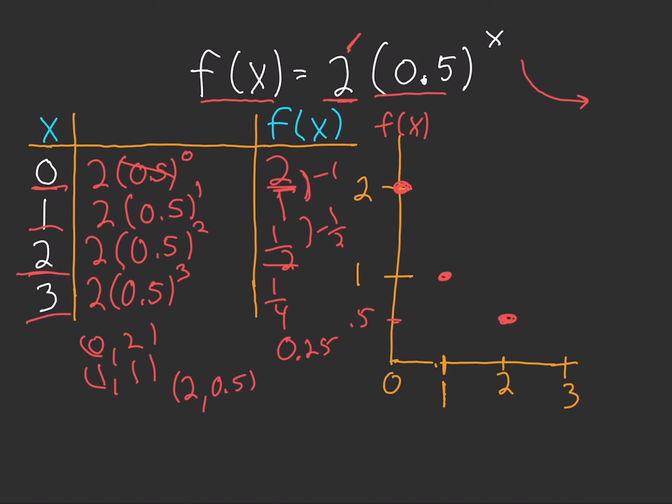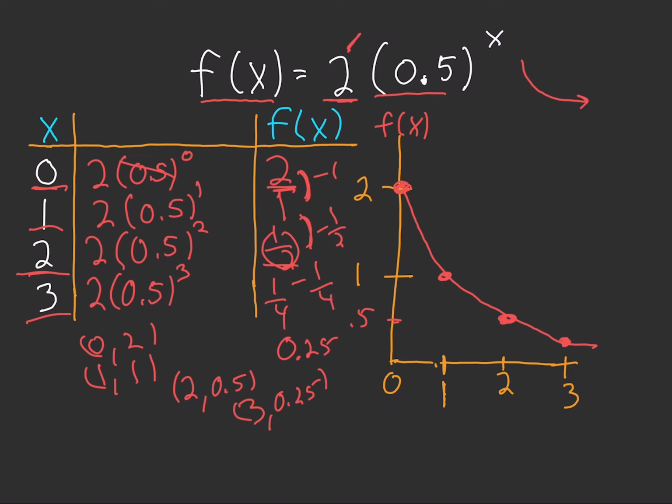And then when I plugged in 3, I got a quarter, so that's 3, 0.25. So over here, it's right about there. Notice how, yes, it's decreasing, but the amount gets less steep. It's decreasing by less and less. Because see, here it went down by 1, then it went down by 1/2, and then from 1/2 to 1/4, it just basically lost 1/4. So the amount it's decreasing is getting less and less.